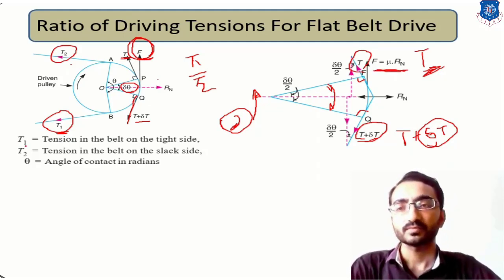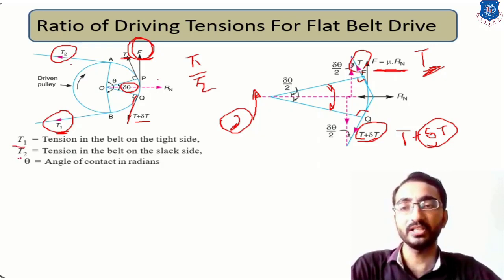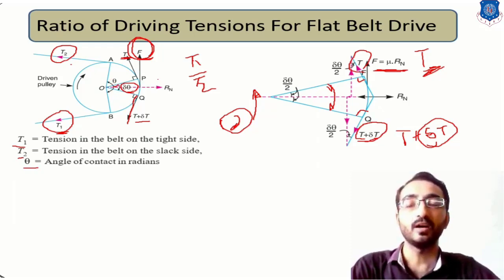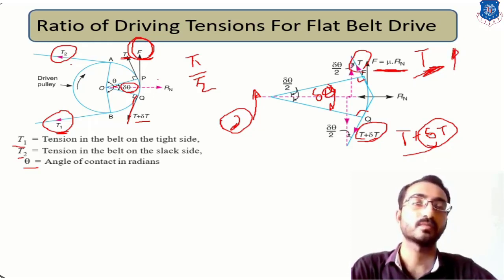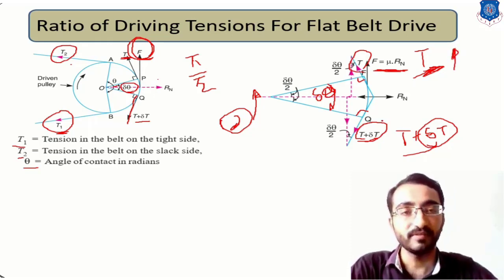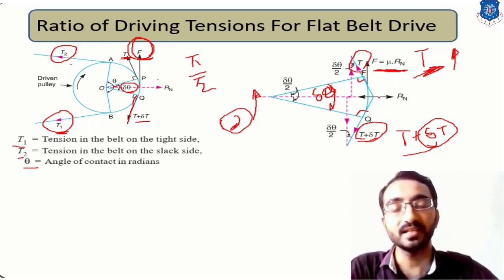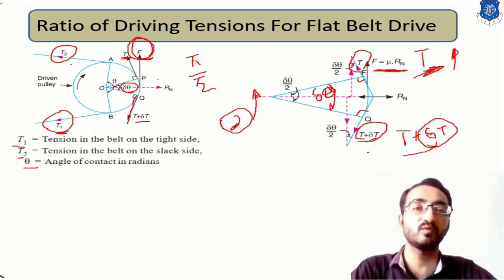Okay, so here we have understood that T1 and T2 are the tension on tight and slack side, and theta is the angle of contact, that is the whole angle of contact theta. Now we have considered a small segment of delta theta angle only, and for that we have assumed T plus delta T tension on tight side, T tension on slack side, and frictional force mu Rn, which is acting in vertical direction.